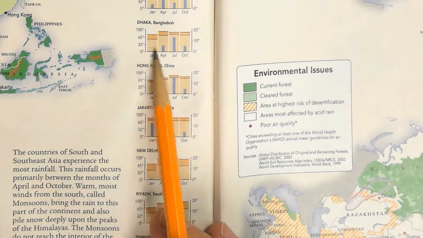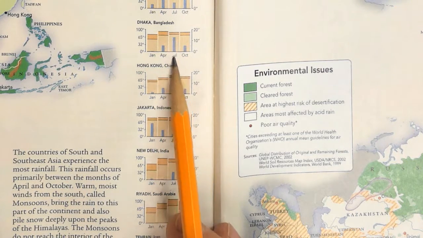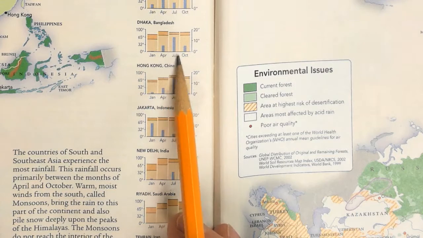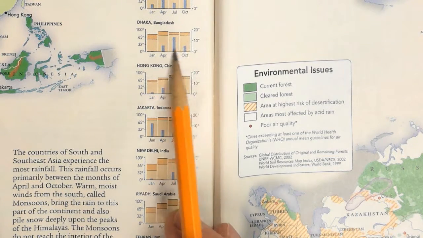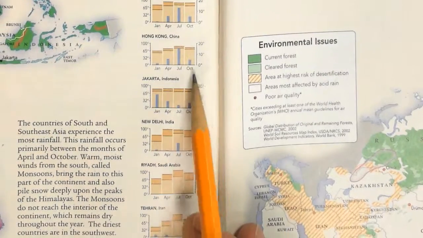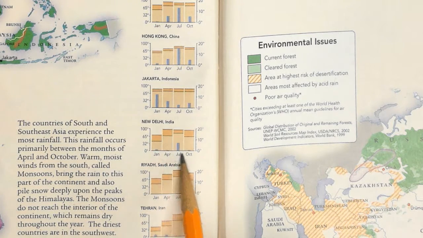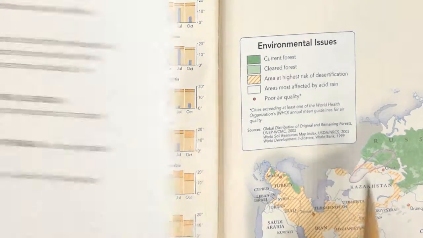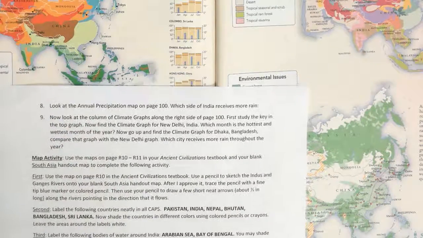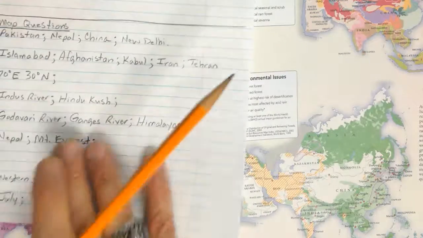Now, how much rain does Dhaka get? Well, in April they get about 5. In July they get about 15. That's 20 total. And in October they get 5 more. So that's about 25 inches of rain a year, right? Okay. New Delhi gets very little rain in January, none in April, none in October, and only about 8 to 9 inches in July. So our question in number 9 was, which city receives more rain throughout the year? Well, the answer is going to be Dhaka.